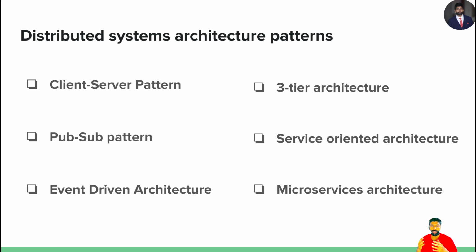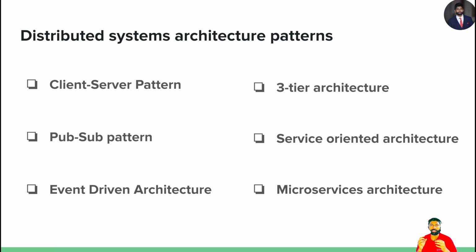The second type of architecture pattern is a three-tier architecture. In this type of architecture, the system is divided into three different layers: presentation layer, application layer, and data layer. The presentation layer handles the user interface side of things. The application layer processes the business logic, and the data layer manages the database.